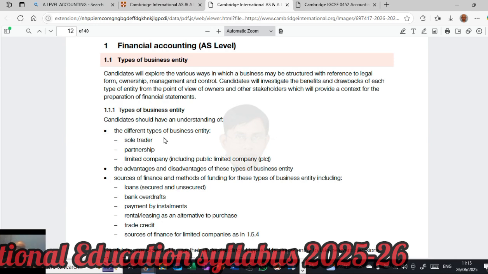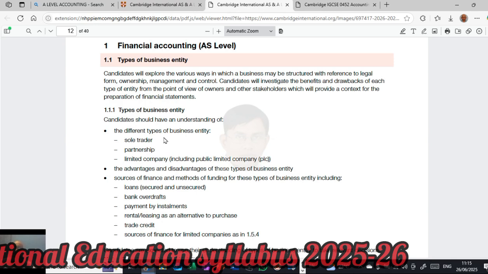So partnership is an association of two or more than two people. They pool their resources and they do the business. So that is what a partnership is. So limited company: in this, there are shares and all. Any number of people can invest in shares and they can start doing the business. So then it is called a limited company, including a public limited company.